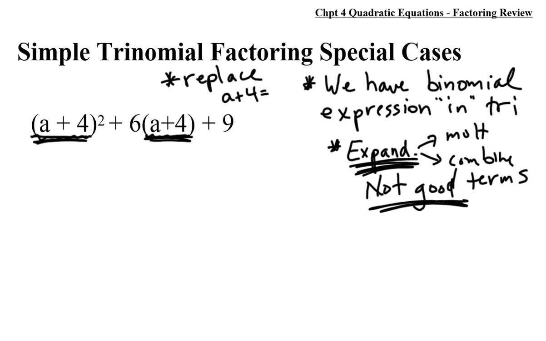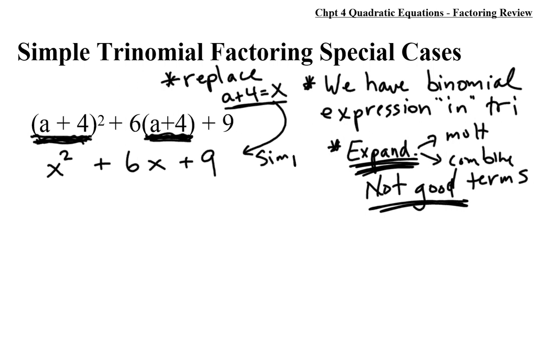with a variable. A plus 4 we'll just call x. So instead of a plus 4, let's say x squared plus, instead of a plus 4, we just have an x plus a 9. So we replace the a plus 4 with an x, and now we have the simple trinomial. We have something that can be factored.